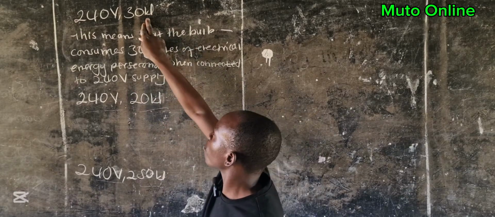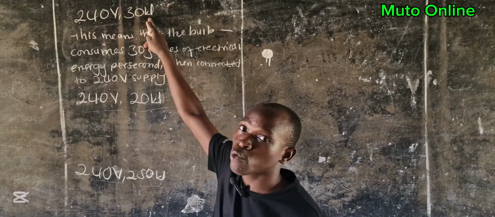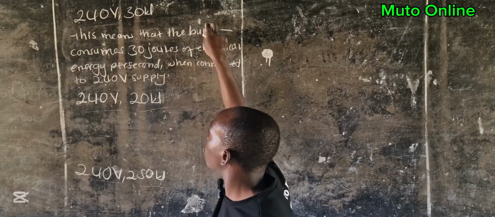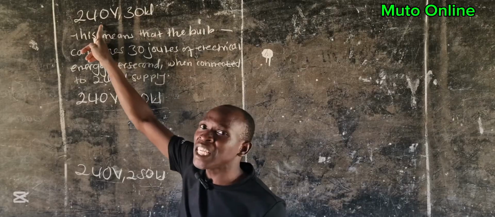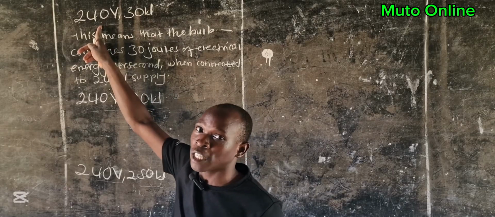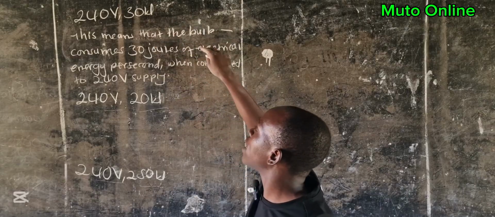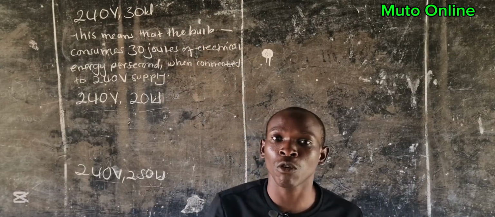So power, we all know that power is measured in watts or joules per second. Now, that means that this bulb, when it is connected to a main supply of 240 volts, will only consume 30 joules of electrical energy every second.